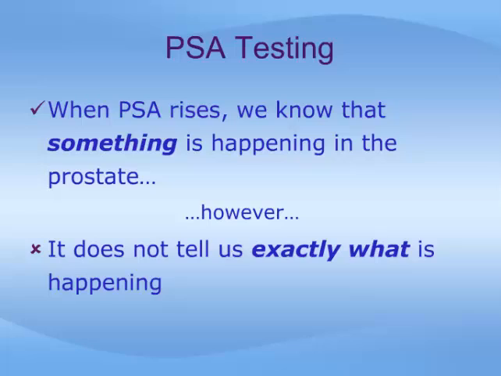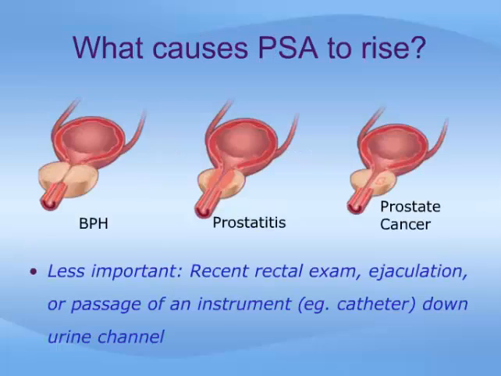A rise in PSA tells us that something is happening in the prostate. Unfortunately, it does not tell us exactly what is happening, which is the biggest drawback of the test. A rise in PSA is most likely to be caused by the three common prostate conditions: non-cancerous enlargement, or BPH, inflammation of the prostate, or prostatitis, and prostate cancer.